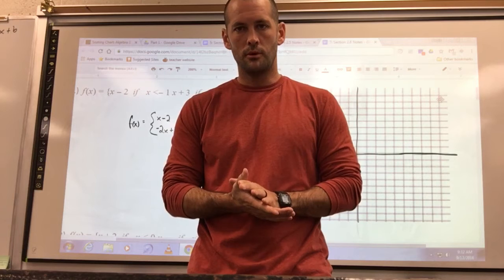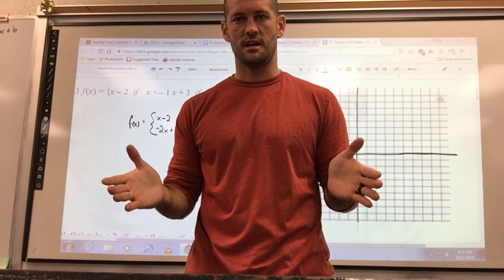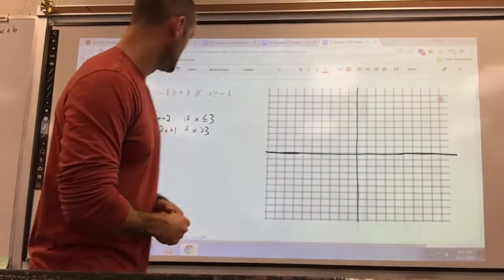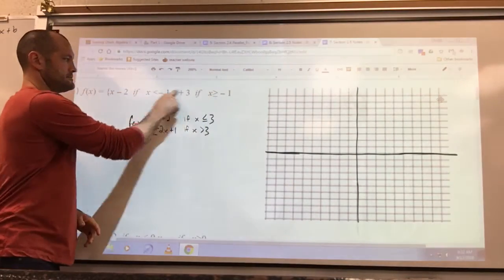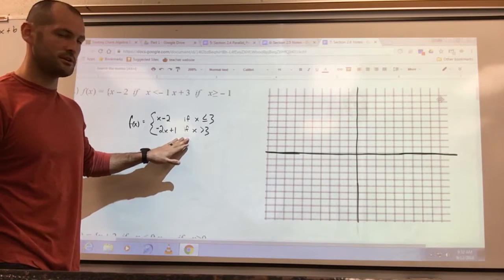Put your big boy and big girl pants on. Piecewise function time. Let's get it. So, ignore this up here. I'm not good at editing. I couldn't get rid of it. This I rewrote. It's a better one to look at.